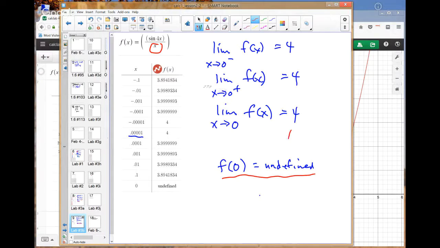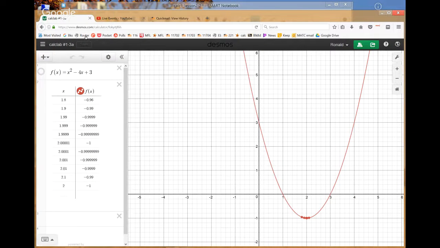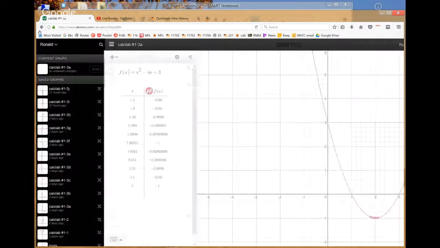So do you see how these two do not agree? The limit as x approaches 0 from the left and the right is 4, but that's not equal to the value of the function at 0. So we've got, and you can see it on my chart too, I included it over here. Okay, so you can see we've got different possibilities here, and let me change to that function, that's part B.